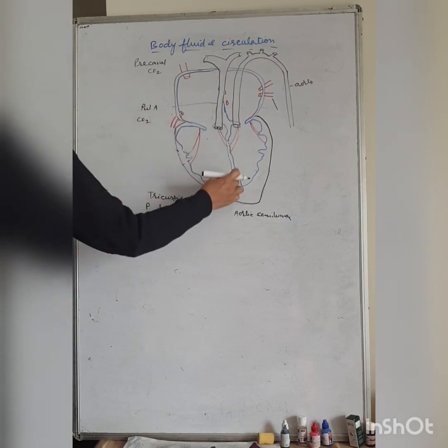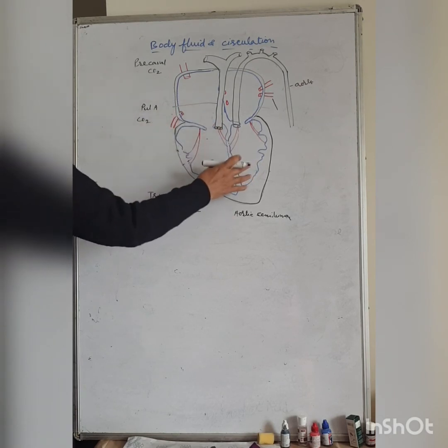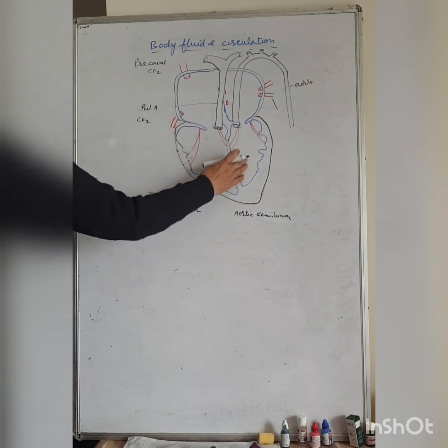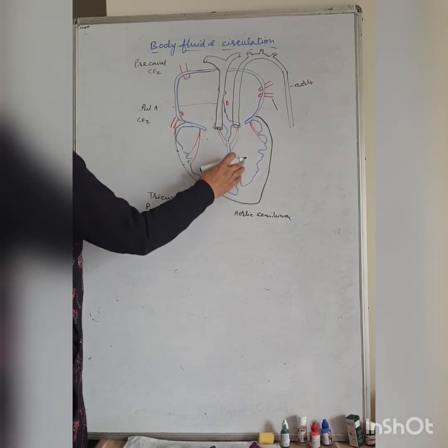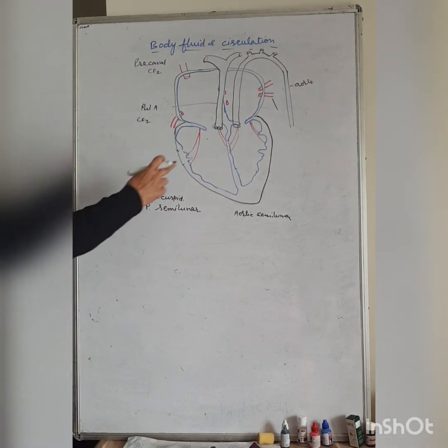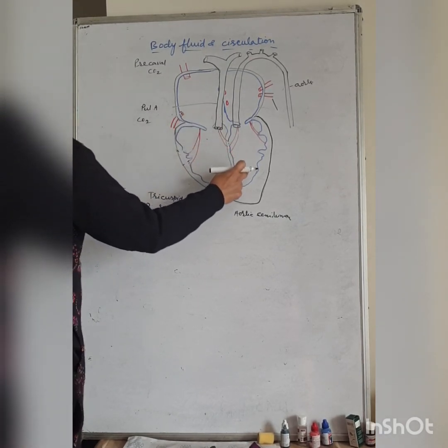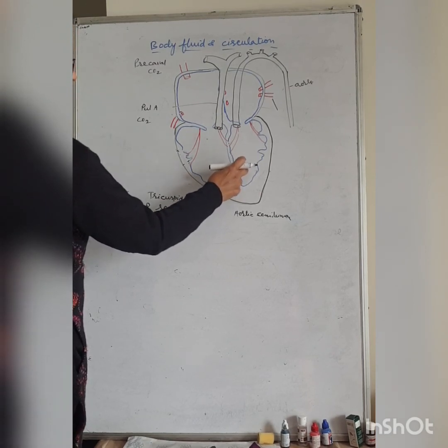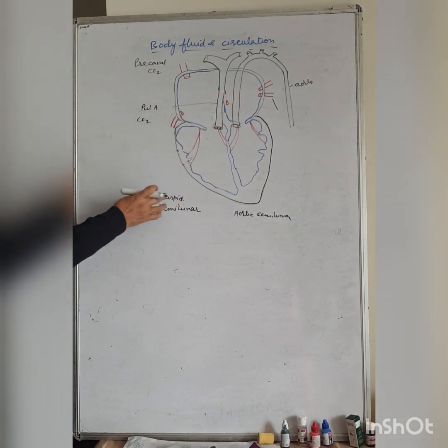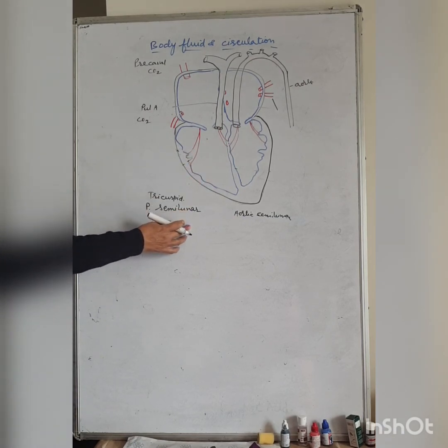These are the septa, the separations. The septa divide the heart into separate chambers and separate the deoxygenated and oxygenated blood. When the right ventricle contracts, the blood goes to the pulmonary artery. When the left ventricle contracts, the blood goes to the aorta. So these are the blood vessels and valves present in the heart.